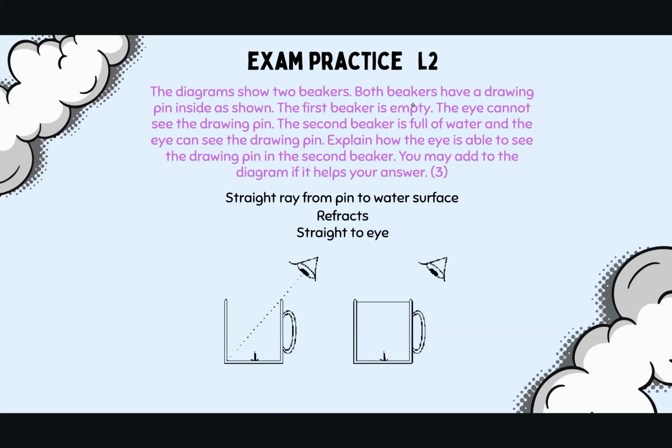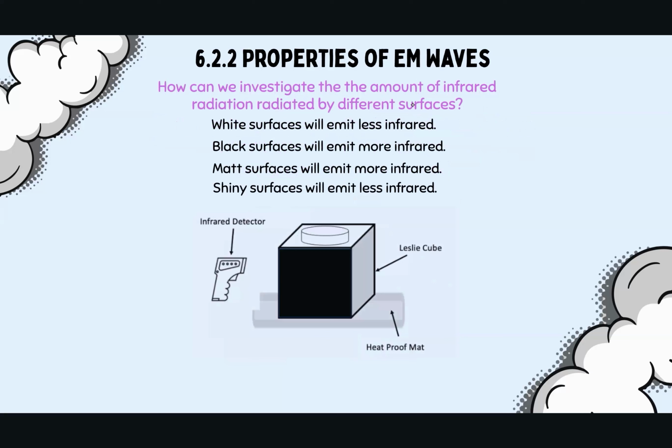So the difference here would be, there's your light ray. When it goes from the water to the air, what happens? It bends away from the normal and goes towards the eye. So you need to show a straight ray from the pin to the water surface. Show the refraction going straight to the eye. Of course, you need to do that with a ruler and you need to draw a better normal than I have.